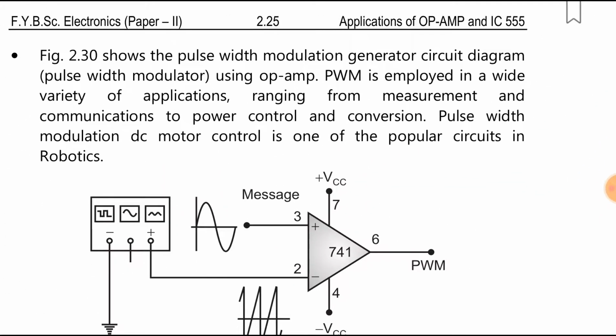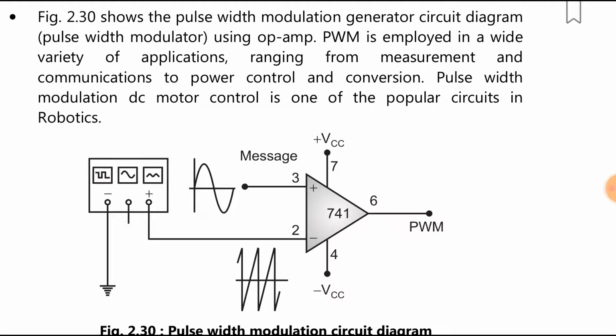So in this figure, the pulse width modulation generator circuit diagram using op-amp. PWM is employed in a wide variety of applications ranging from measurement and communication to power control and conversion. Pulse width modulation DC motor control is one of the popular circuits in robotics.